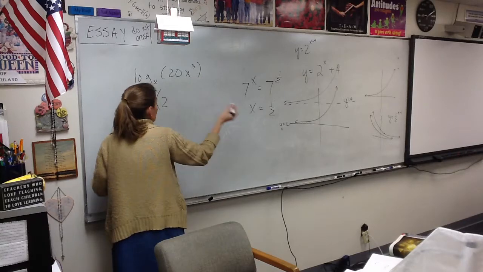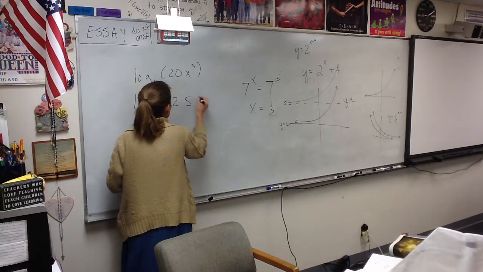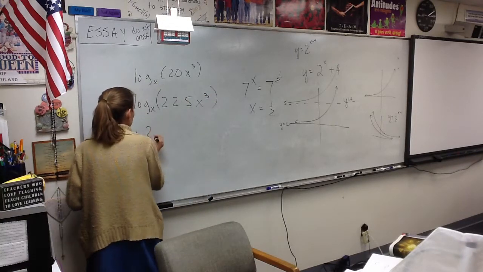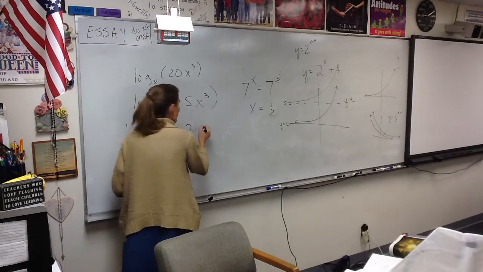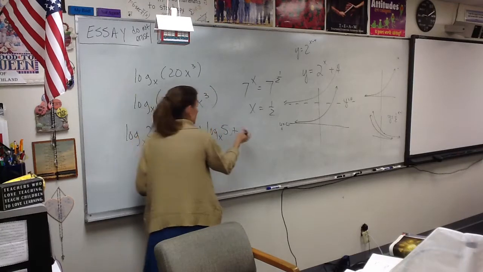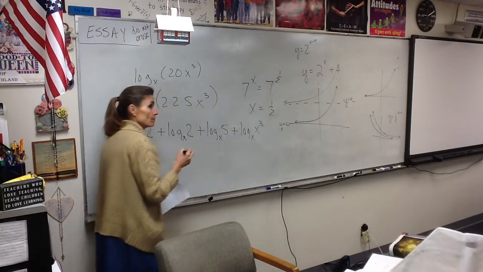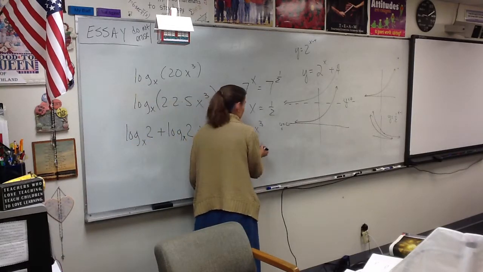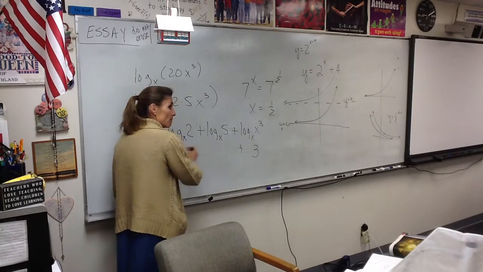Okay, so you broke 20 down. Tell me how you broke down 20. 2 times 2 times 5. Okay, so you said I've got the log of 2 plus the log of 2, plus the log of 5, plus the log of x cubed. So then what's the log base x of x cubed? 3. So it's just 3. Okay. That's gonna get added to whatever these numbers were here.